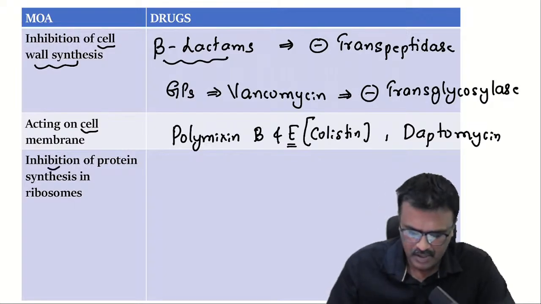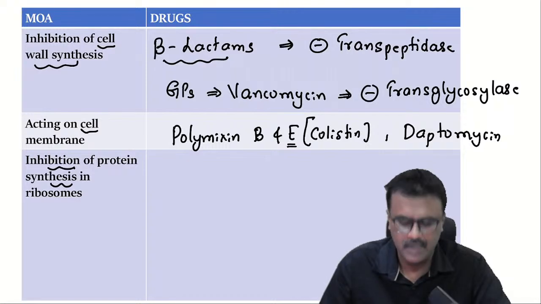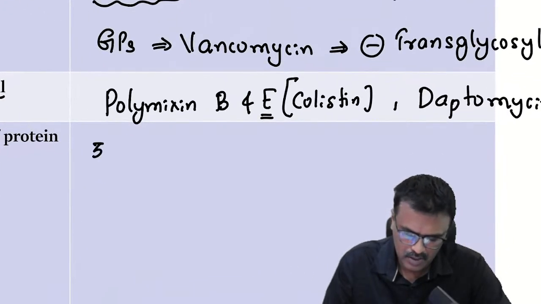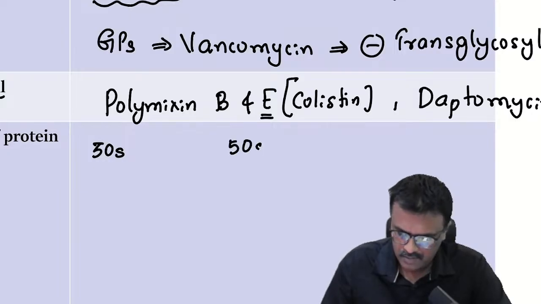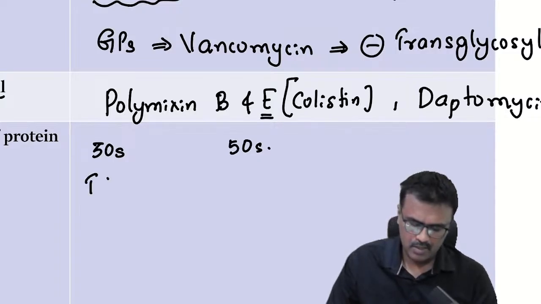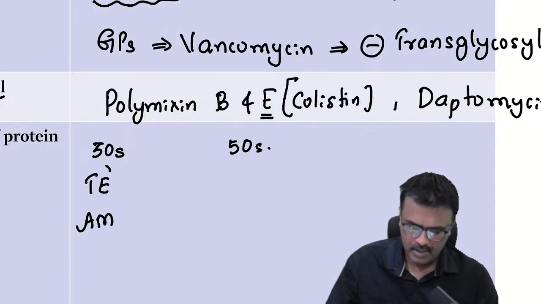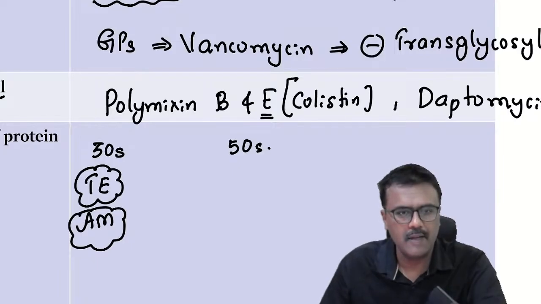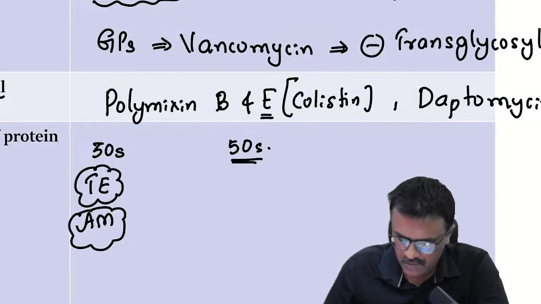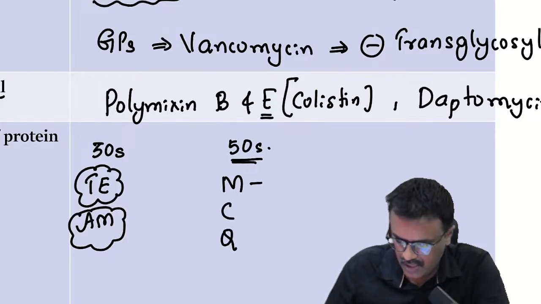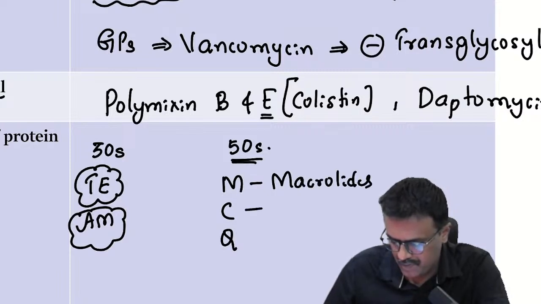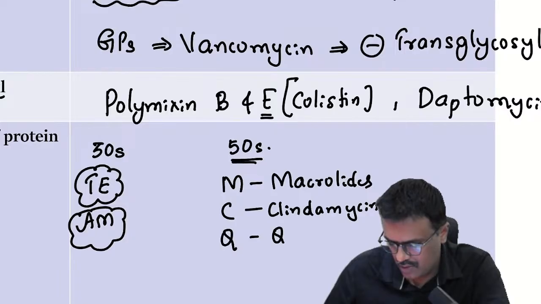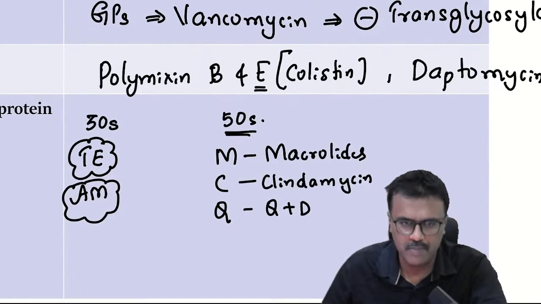Inhibiting of protein synthesis. There are two ribosomes, 30S and 50S. What will bind to 30S? The mnemonic is TEAM. TE stands for tetracycline. AM stands for aminoglycosides. TEAM. 50S, we have the MCQ drugs. M for macrolides. C for clindamycin. And Q plus D, quinupristin plus dalfopristin.